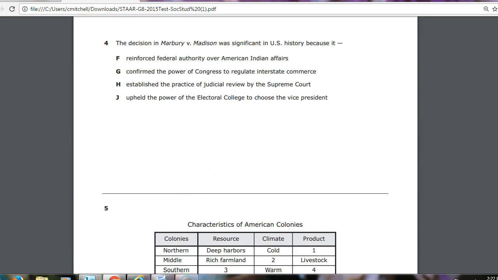Question number 4. The decision in Marbury v. Madison was significant in U.S. history because it F. Reinforced federal authority over American Indian affairs. G. Confirmed the power of Congress to regulate interstate commerce. H. Established the practice of judicial review by the Supreme Court. J. Upheld the power of the Electoral College to choose the Vice President.